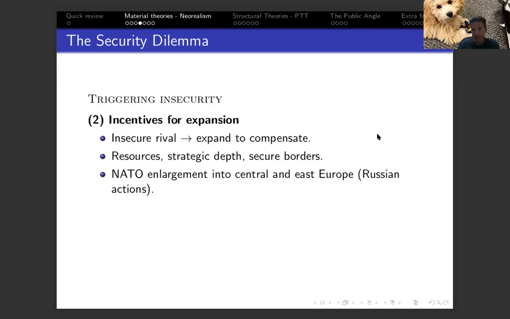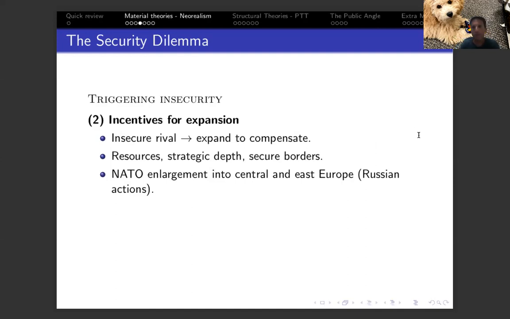And that's part of the security dilemma. In this case, as an example, this is part of the dynamic that happened in Europe with the expansion of NATO into some of the countries in Central Europe and then Eastern Europe, especially when you think about it from the context of Russia, the way that Russia viewed those kinds of actions. So that's also part of it.